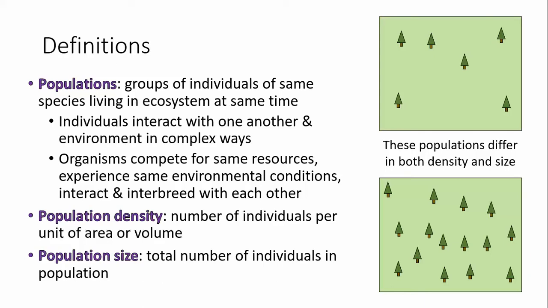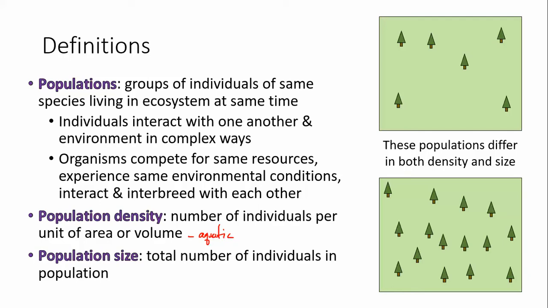There are a couple of other terms that we need to be familiar with. Population density is the number of individuals per unit of area or volume. When you're talking about volume, that's more likely to be in an aquatic ecosystem, just because you're talking about a cubic meter of water. The population size is the total number of individuals in that population.